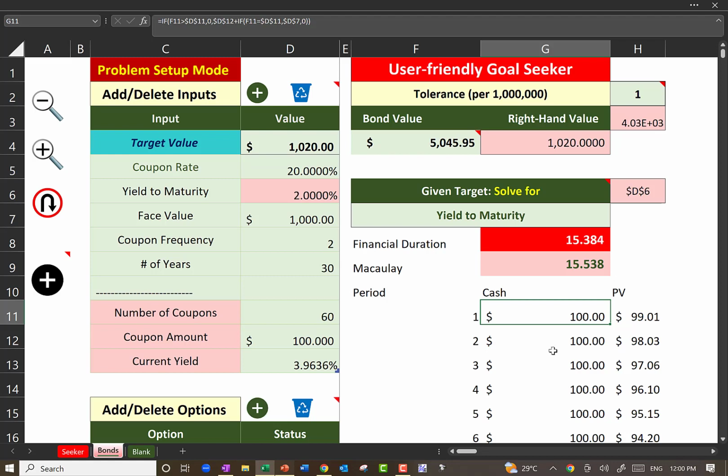But as of today, we're going to use the concept of financial duration to hedge a bond portfolio.